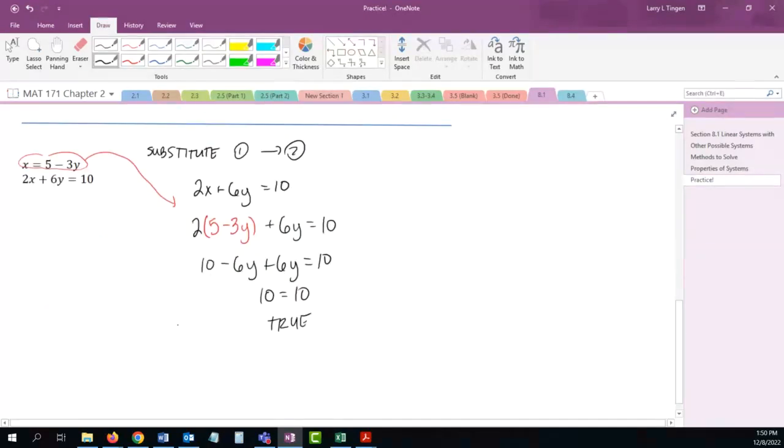So this means what? My system, what do I have? I have the same line twice. So my system is consistent but dependent, right? Consistent but dependent. Now, how do you write the solution set for that?